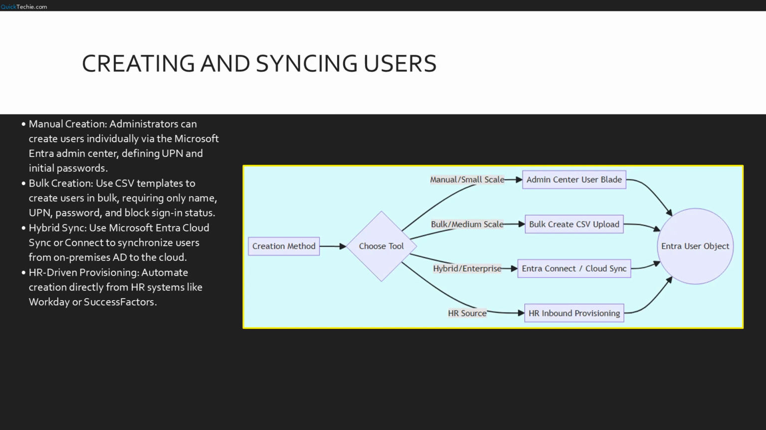Now let's look at the how. There are 4 primary ways to get users into your tenant. For ad hoc needs, you can manually create a user in the Admin Center, where you will define the user principal name, UPN, and generate a temporary password. For larger batches, you don't need to do this one by one. You can download a CSV template, populate it with required fields like name and UPN, and upload it to bulk create users. However, most enterprises use automation.